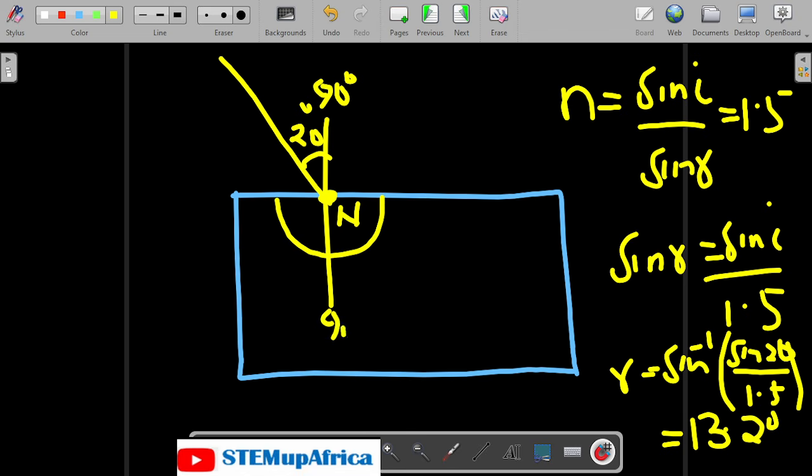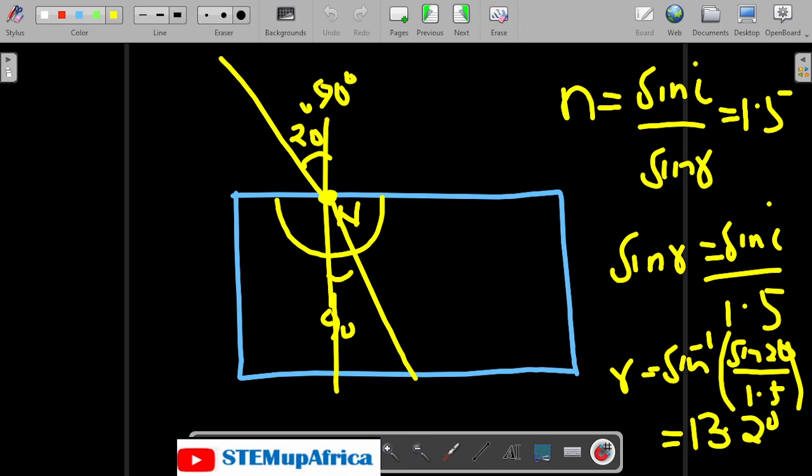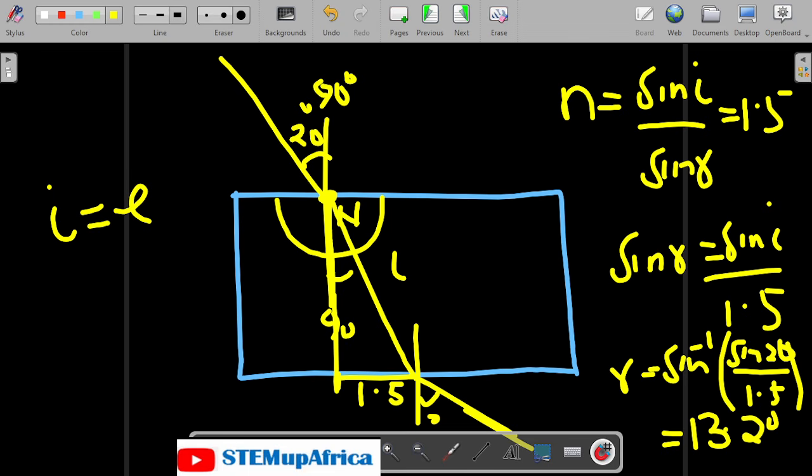So all you need to do is invert your protractor this way. Here is also 90, and count 13.2 from here, and you mark your refracted ray. Then we are told from the question that from O to Q is Y. So you just have to measure this point. That here will give you 1.5. Then here is the emergent ray. Your emergent angle is equal to the incident angle, so you take it as 20 and draw. So this is the easiest way to manipulate it. So how do you get the L? Remember we said from here to here, which is the width of the prism, is 6.4.